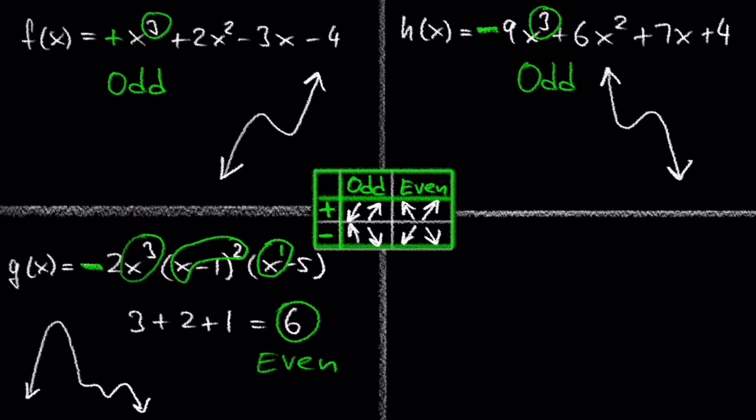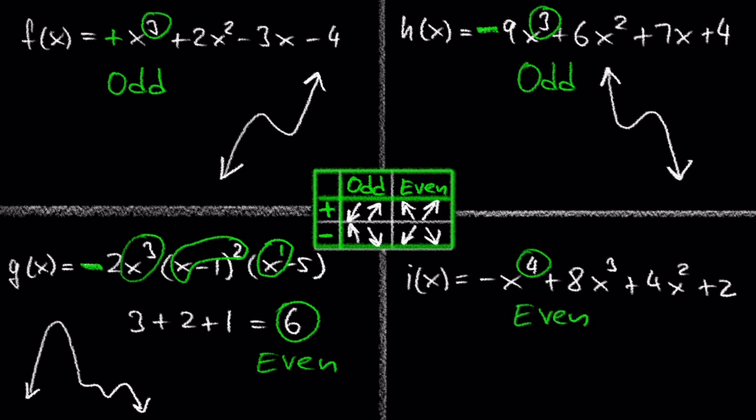Let's look at the last example. i of x equals the negative of x to the 4th plus 8x cubed plus 4x squared plus 2. The degree of i is 4, which is even. Even degree polynomial functions have graphs with the same behavior at each end. The leading coefficient is -1, which is negative. So the graph falls to the left and falls to the right.